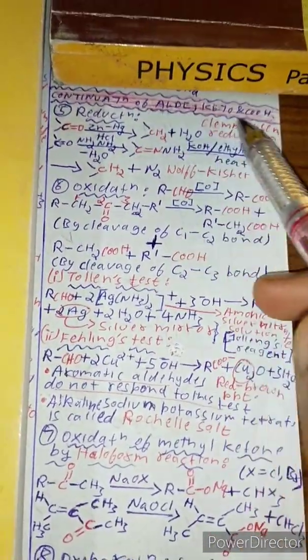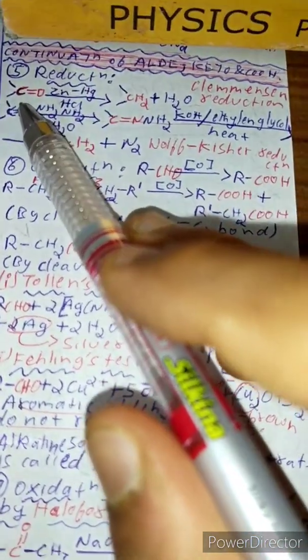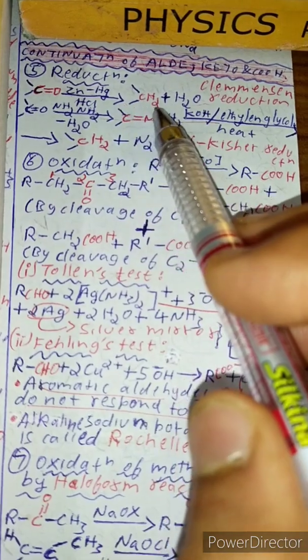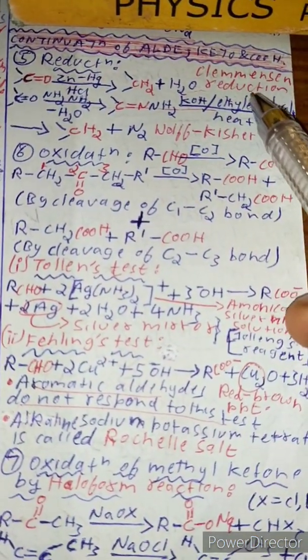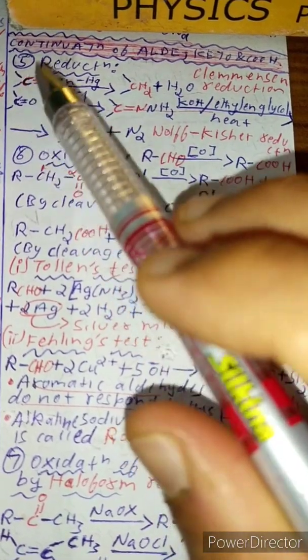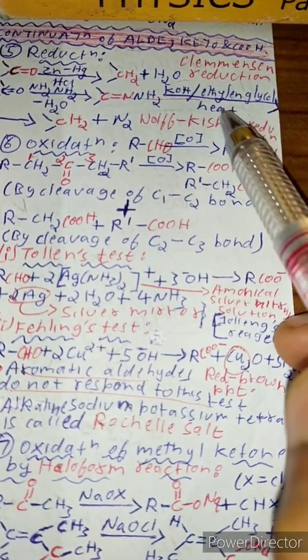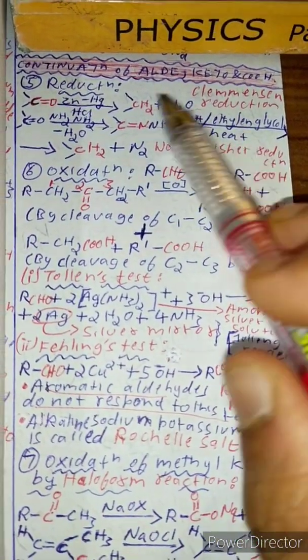Okay, now the continuation of aldehydes and ketones. Reduction reaction: C double bond O with zinc mercury in the presence of HCl gives CH2 and H2O. This is known as the Clemmensen reduction reaction, which is important. Another reaction gives CH2 in the presence of KOH and ethylene glycol with heat, plus N2, which is known as the Wolff-Kirschner reaction.